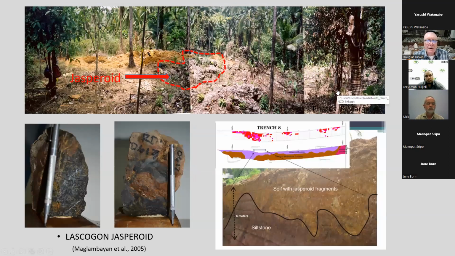Some shots of the outcrops at the Las Kogan deposit. This has had very little exploration apart from some minor drilling and trenching. However, the style of the mineralization is clearly sediment-hosted and occurs at the contact of carbonate rocks and volcanoclastics. The two samples on the left are from a paper that was published in Resource Geology by Maglambayan, et al. in 2005, should any of you want to find out more about this.